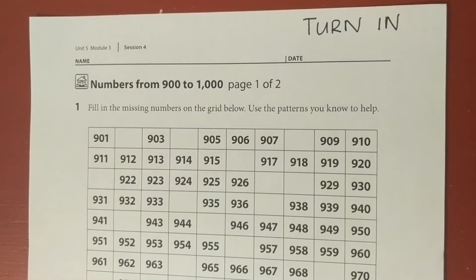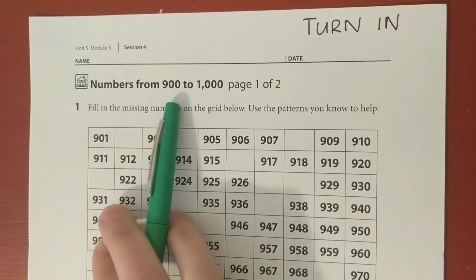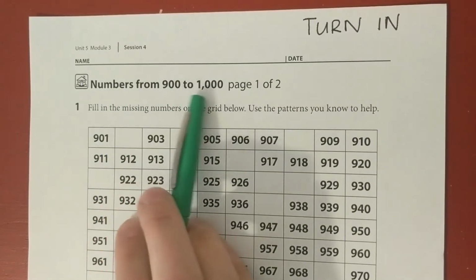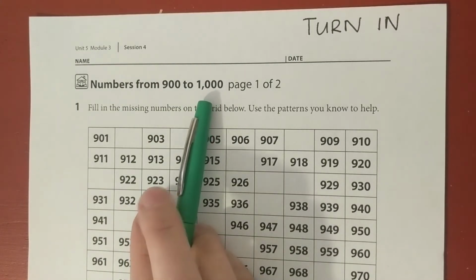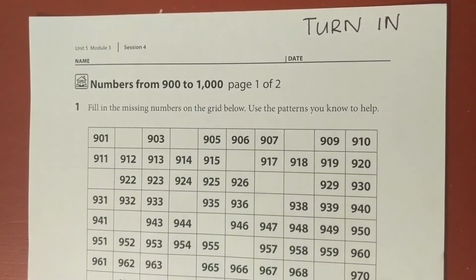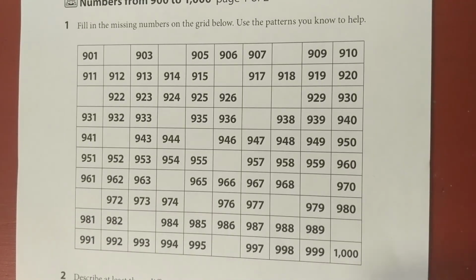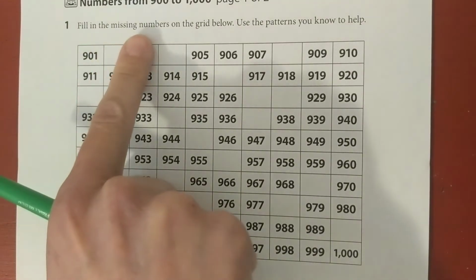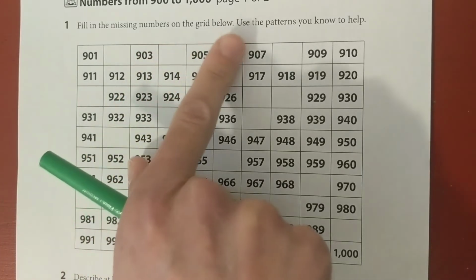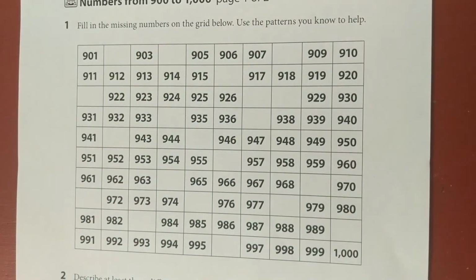Okay, friends, here is one of the pages in your math packet this week. This is page 123, and this page is titled Numbers from 900 to 1,000. Now, you might be thinking, 1,000, Mrs. Burrows? But remember, we all counted and saw the number 1,000 when we put together those red and blue chain links in math class. So we know we can do this, my friends. It says, fill in the missing numbers on the grid below. Use the patterns you know to help.